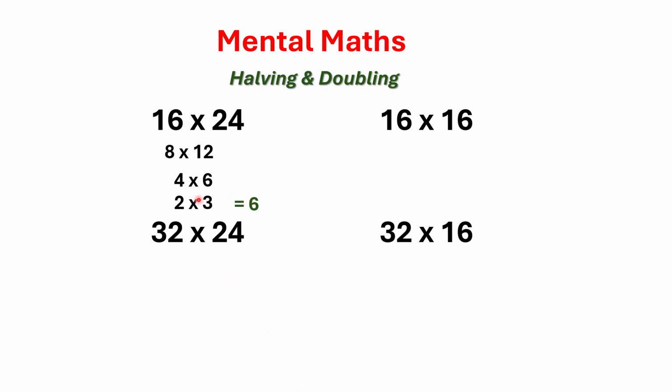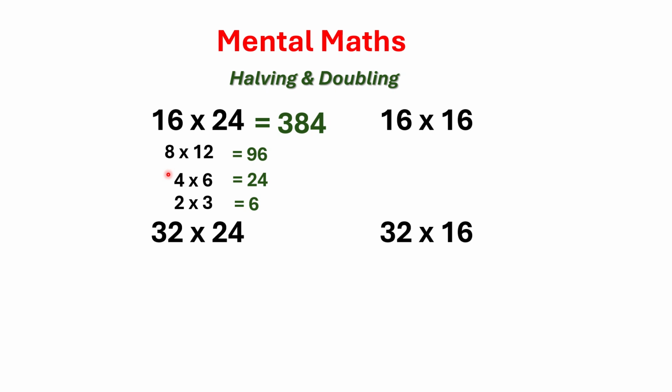Double of 6 is 12, double of 12 is 24. Now, to find 8 times 12, we double 24 twice. So 24 double is 48, 48 double is 96, and then to find 16 times 24, we double 96 twice. It's going to give you 384.